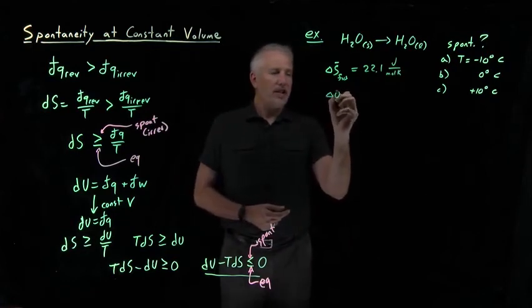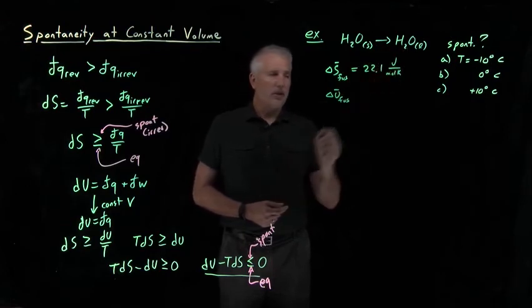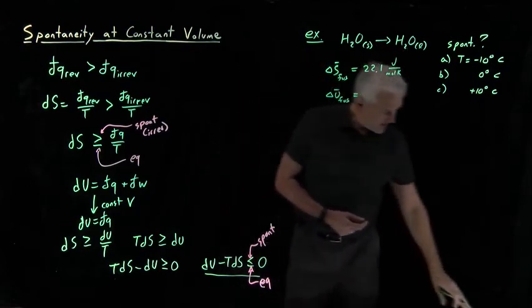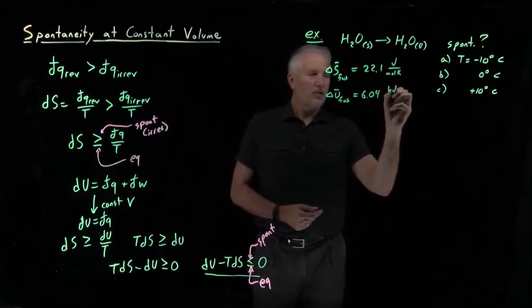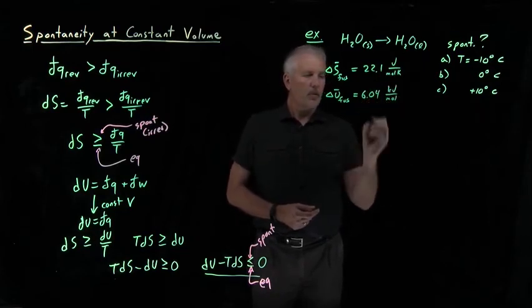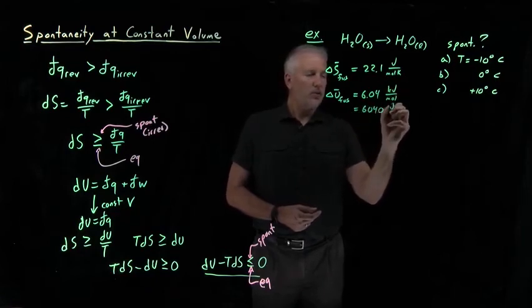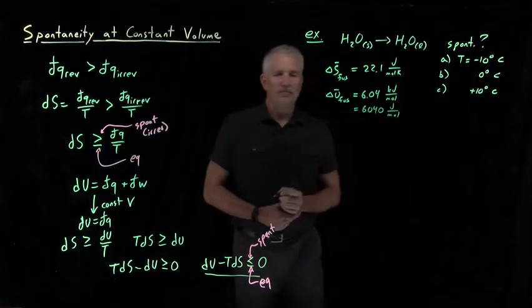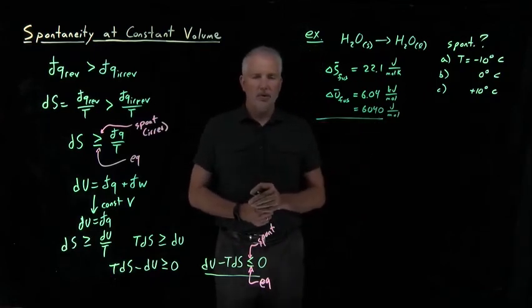Likewise, there's a change in the energy when water melts and becomes liquid. That change in the energy is 6.04 kilojoules per mole. Or to get the units the same, 6,040 joules per mole. So there's all the information. Now we can begin answering the question.